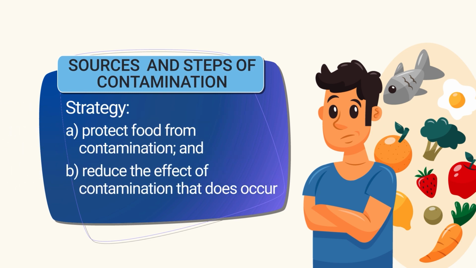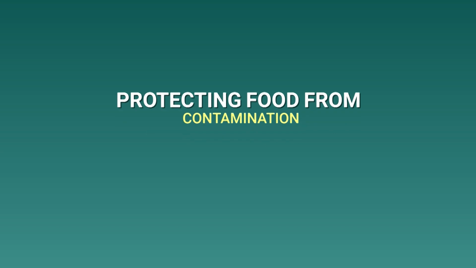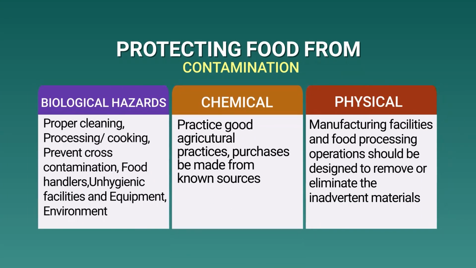What should be the strategy? Protect the food from contamination and reduce the effect of contamination. These are the two strategic points which we should know. How to protect the food? For biological hazards, proper cleaning, processing, cooking, and taking care of unhygienic facilities should be done. For chemicals, we normally go for good agricultural practices and purchase material from known sources.